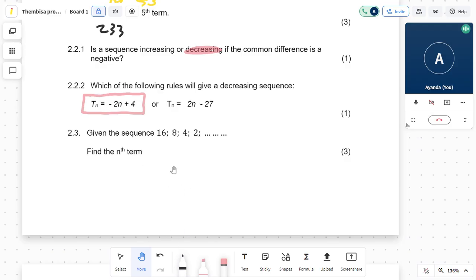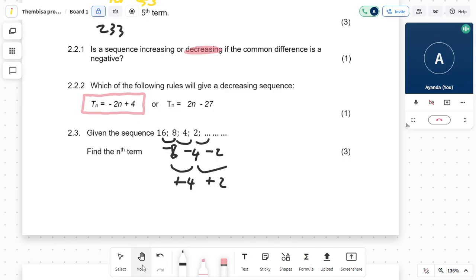Now, if we look carefully, 16 to 8 is minus 8. Minus 8 to get to 4 is minus 4. Minus 4 to get to 2 is minus 2. So we don't have a common difference in the beginning, but we do have a second common difference. So to get from minus 8 to minus 4, we need to add 4. To get from minus 4 to minus 2, we need to add 2.